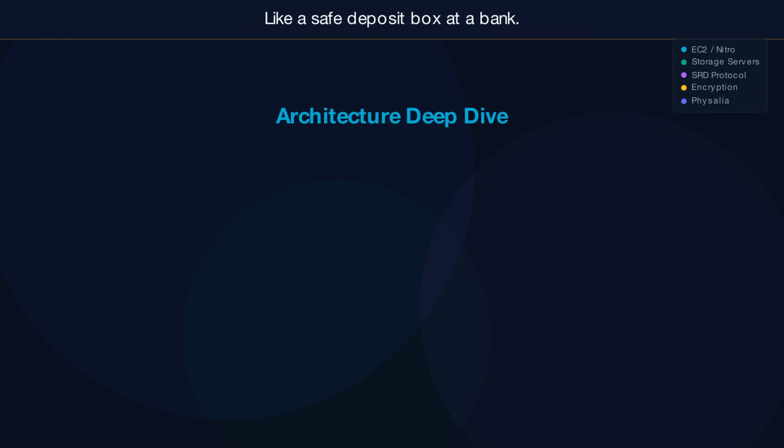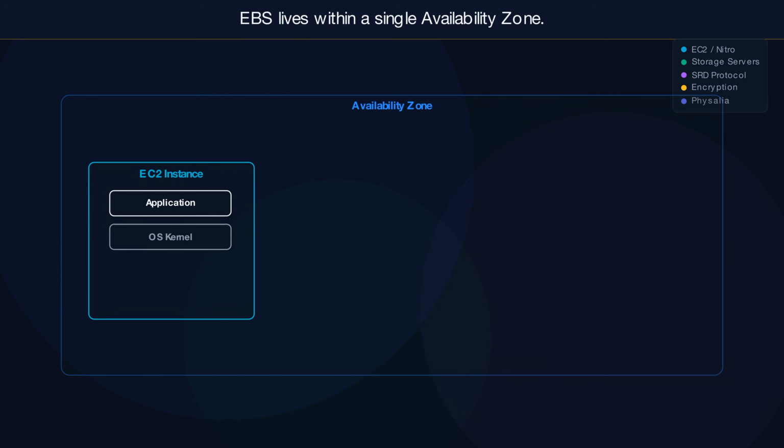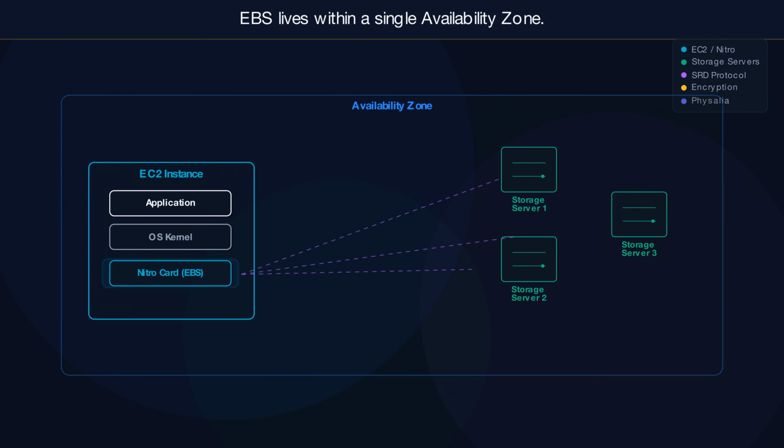Let's look at the architecture. An EBS volume lives on a cluster of storage servers within a single availability zone. Your EC2 instance connects to these storage servers over the network, but not ordinary TCP. AWS built a custom protocol called SRD, Scalable Reliable Datagram.